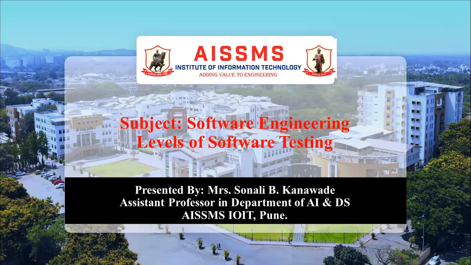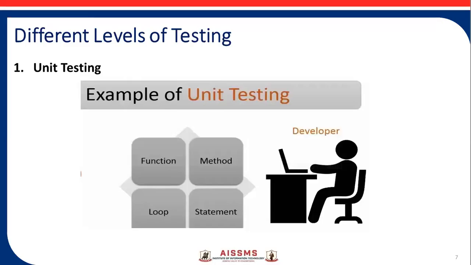Today we are going to discuss the levels of software testing. These are the four levels. First is unit testing, that is also called component testing. Next is integration testing. Then the third one is system testing, and the fourth one is acceptance testing, user acceptance testing. First is unit testing.